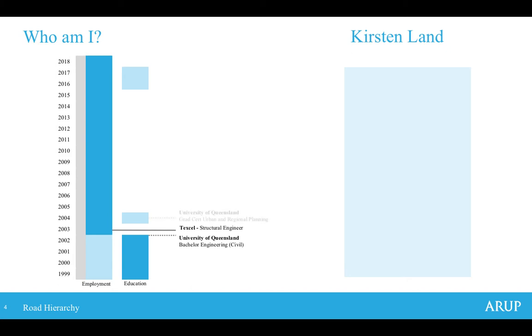While I was doing that, I started some part-time study in urban and regional planning, and that was just to help me move into more of the transport planning space where I'd found I had an interest in. Following that, that's when I joined Arup in the Brisbane office as a transport engineer.